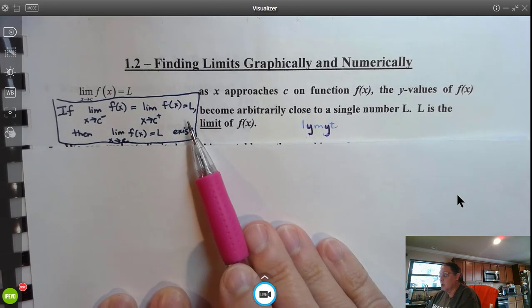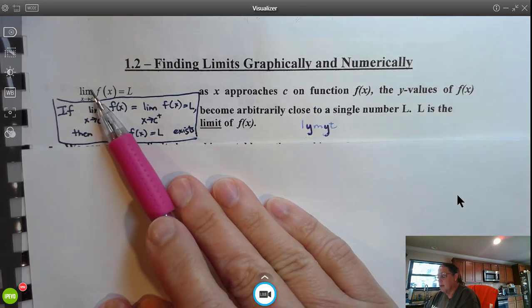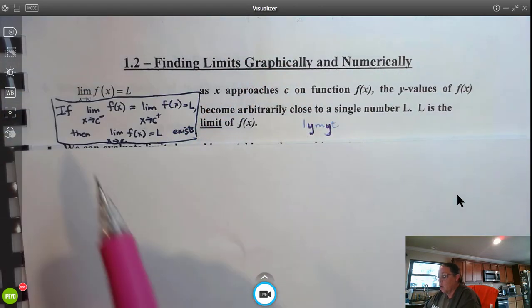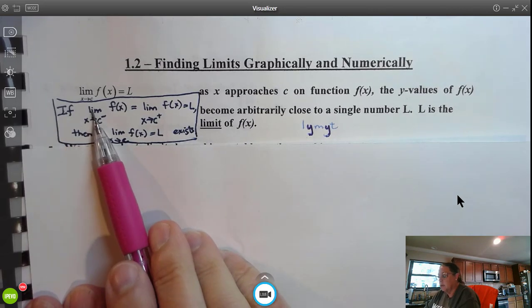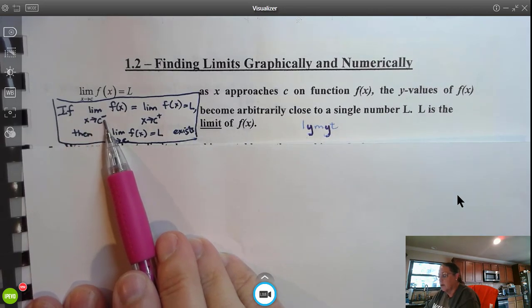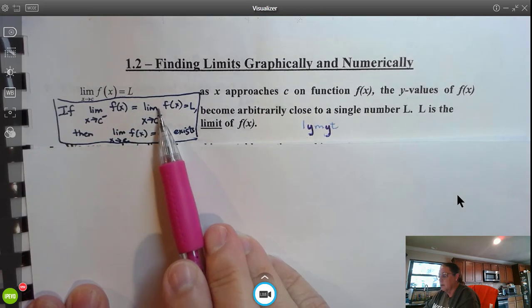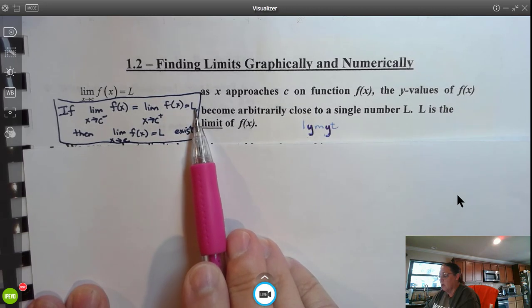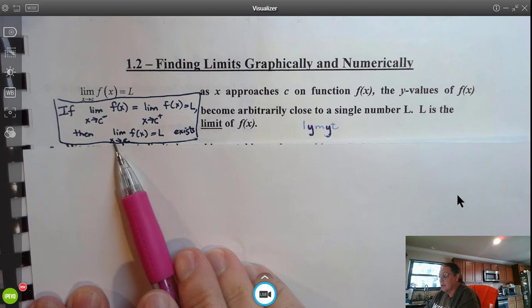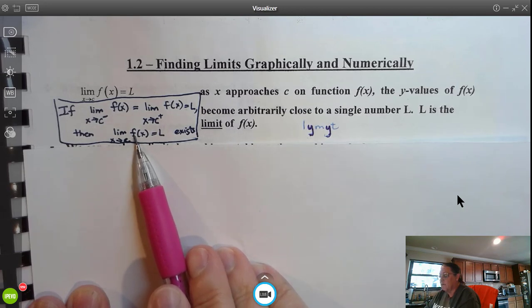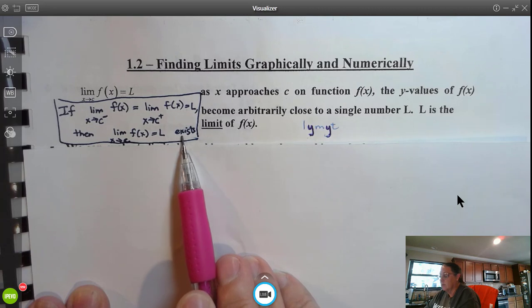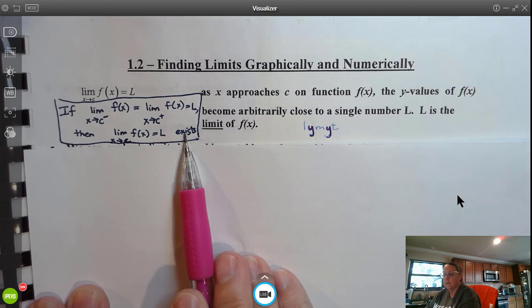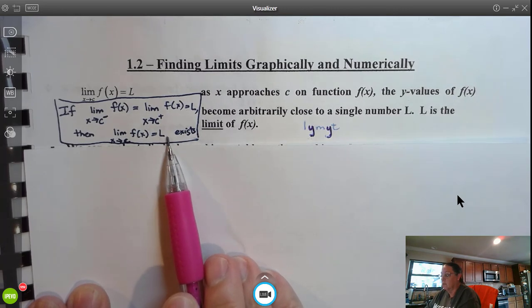Now, more formal notation, when we say the limit as x approaches c, we mean from both sides of c. So we write it like this. If the limit as x approaches c from the left of f of x equals the limit as x approaches c from the right of f of x equals L, then the limit as x approaches c of f of x is L, the limit exists. You need to know this very, very well.